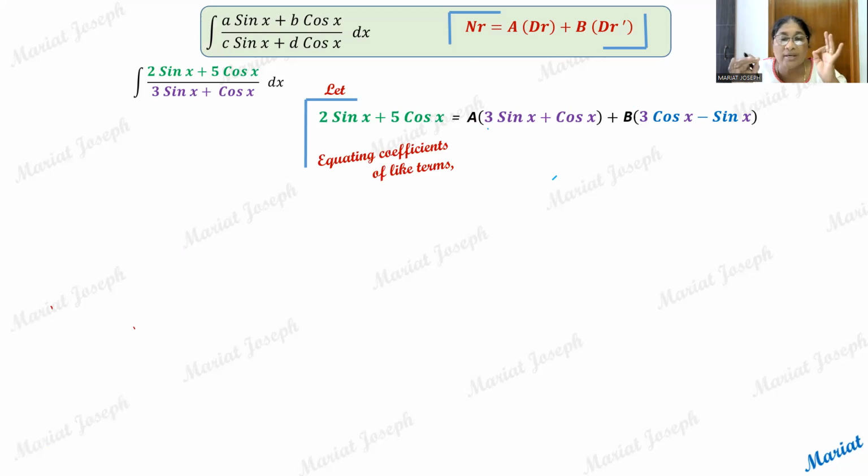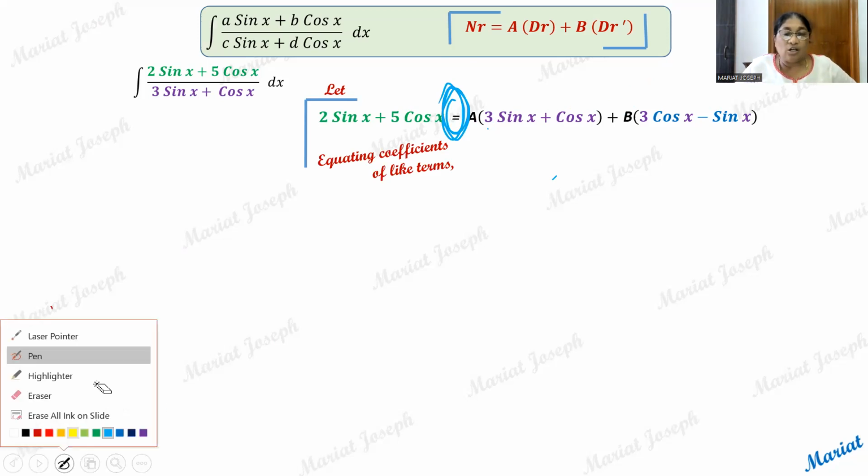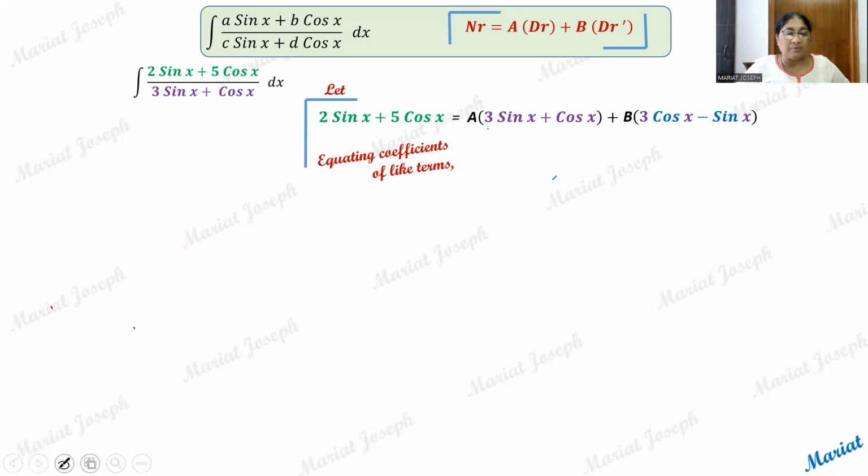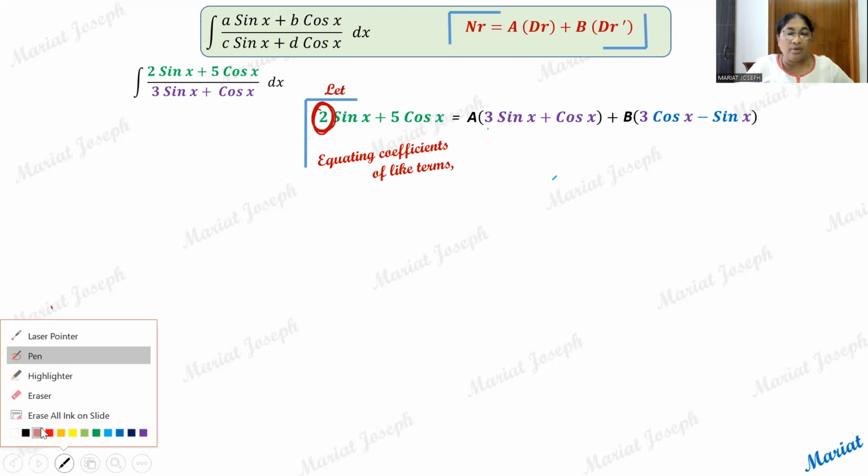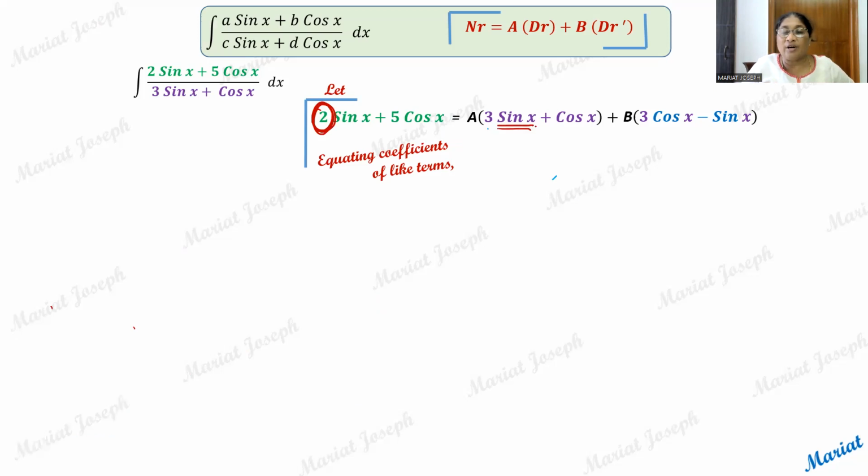Now write: equating coefficients of like terms. We are going to equate the coefficients of like terms. Only then will this equality prevail, otherwise that equality will not be true. First, let's take the coefficient of sin x. What is the coefficient of sin x on the left side, children? It is 2, isn't it? Okay. Ishita, look at the board and tell me what the coefficient of sin x will be. If you open this, first of all, it will be 3A, yes ma'am, and also what next?